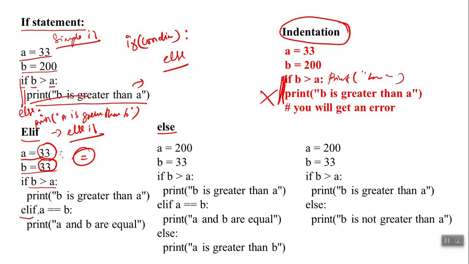So else if A is equal to B, the colon is a must. Don't forget to give the colon. So with else if A is equal to B, this will be calculated, right? Now it will print A and B are equal. This elif will be called else if, right?